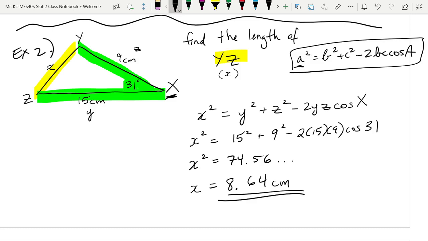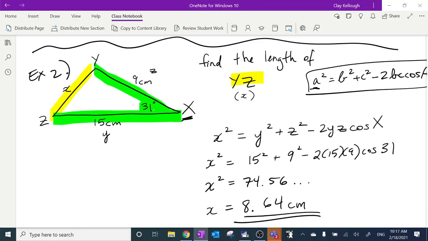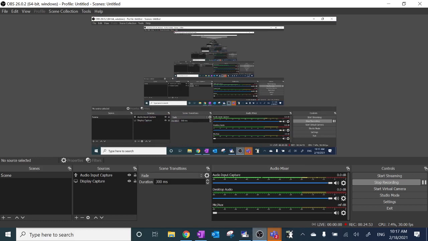Okay, so that's part one of how we use cosine law to find missing sides, given side angle side. Part two we'll do in our lesson on Monday. So I'm going to just stop my video for now. We'll do a part 2 video on Monday. Thanks for watching.